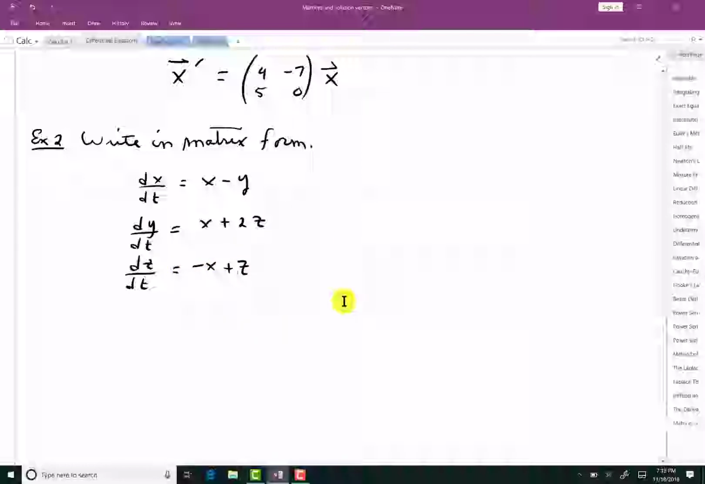So we could write this simply as x arrow prime equals, my matrix now, it has an x, y, and z, so it's going to have 3 rows and 3 columns. For instance, there's a 1 in front of the x and a negative 1 in front of the y. But there's a 0 in front of the z. Then here I have 1 in front of the x, 0 in front of the y, and 2 in front of the z. And then finally I have negative 1, 0, 1. And the vector x will represent x, y, z.